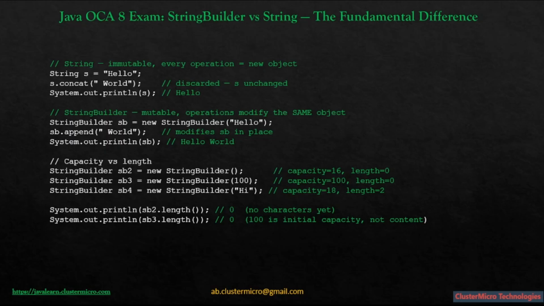If we do System.out.println(sb2.length()), we will find 0, and System.out.println(sb3.length()) there also we will find 0. So both return 0. The number passed to the constructor is capacity, not content. So sb4 is created with the string "hi". Now there are actual characters, so length is 2. The capacity becomes 18, which is the length of "hi" plus the default 16.